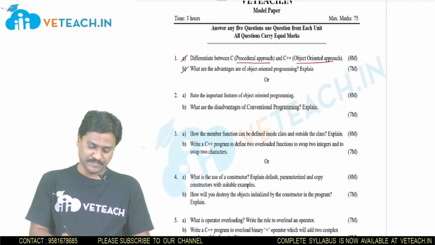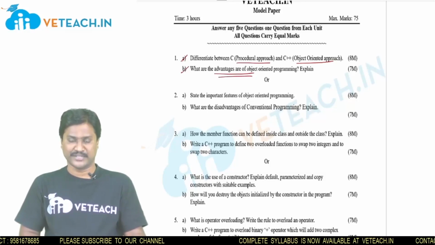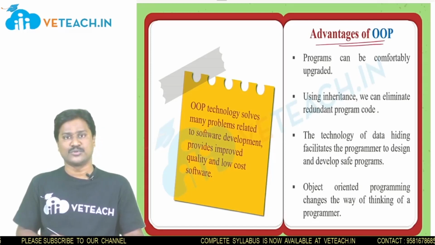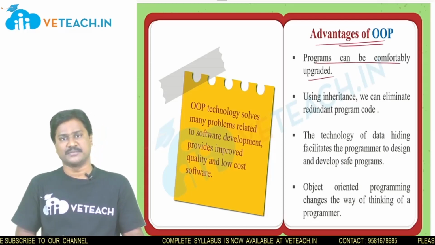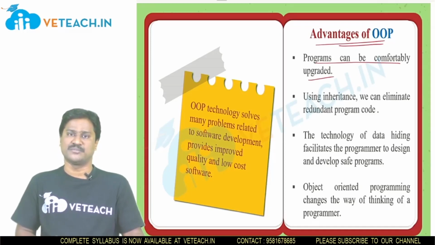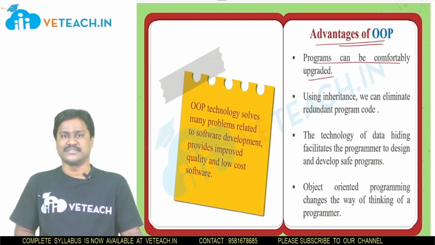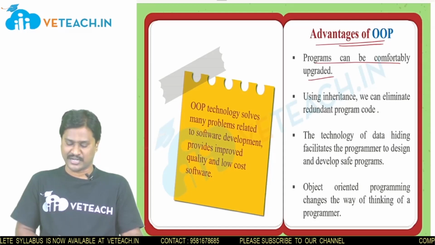First question B. What are the advantages of object-oriented programming, and explain each one? So here are the advantages of object-oriented programming. The first one: programs can be comfortably upgraded, because by using object-oriented programming approaches, programs or software can easily be updated by using C++ or other object-oriented languages.